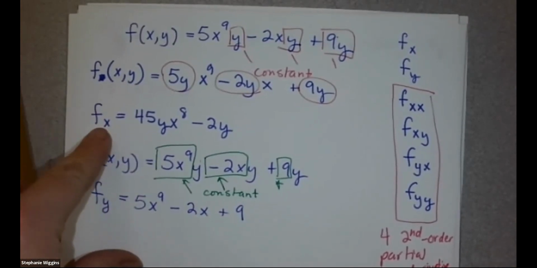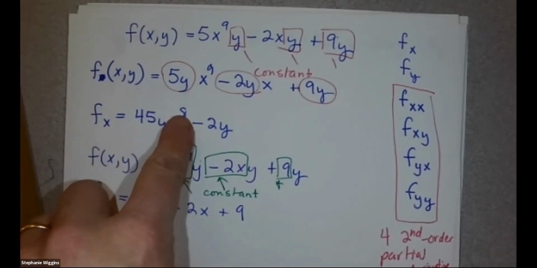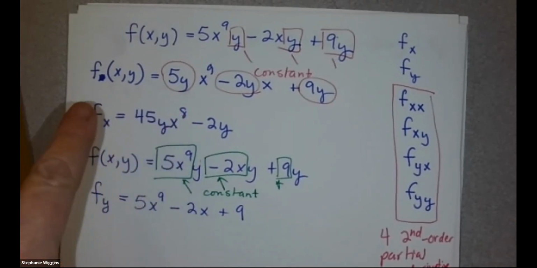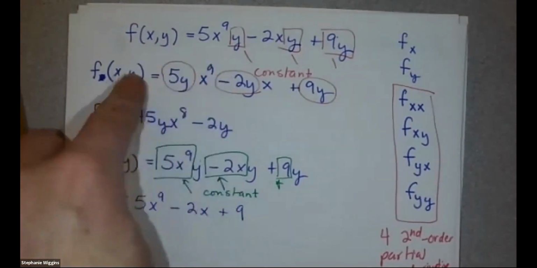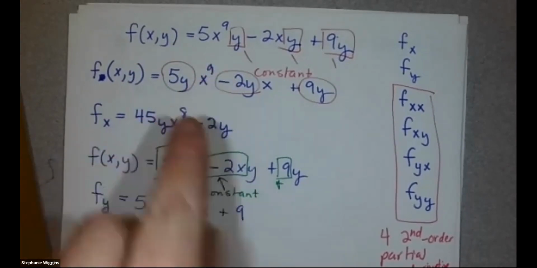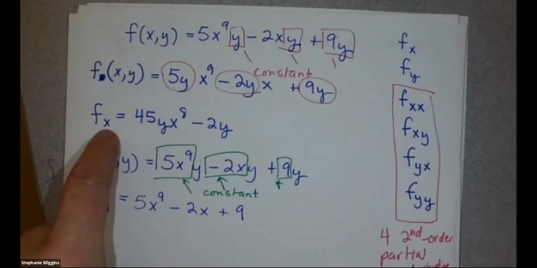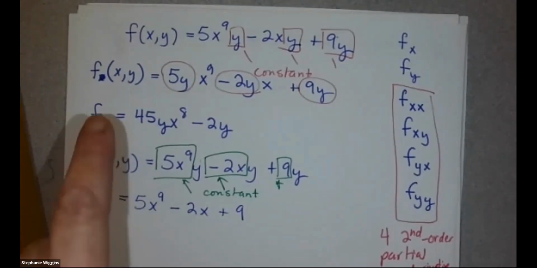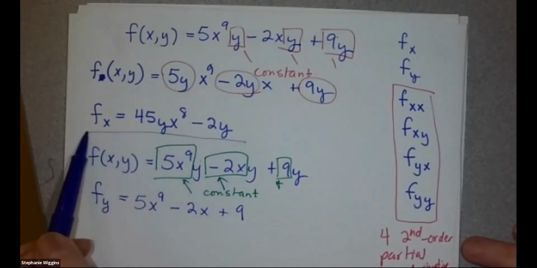Well, whereas up here, we were differentiating with respect to x. So we treated y as a constant, and that 8 came out front, and then we subtracted 1 from the 9 to get the 8. Yeah, but that was because this showed us we're differentiating with respect to x. Okay, so now we have these new functions here.